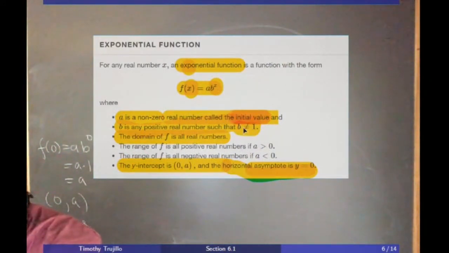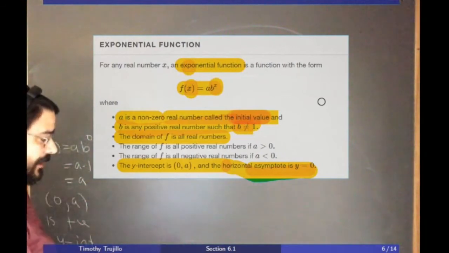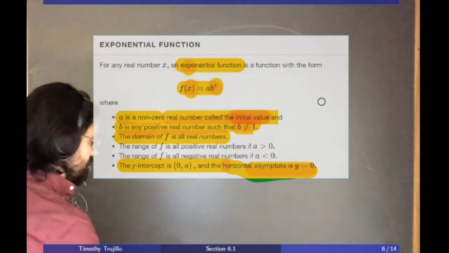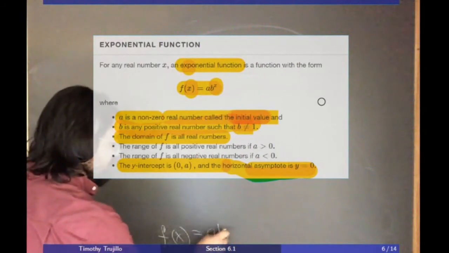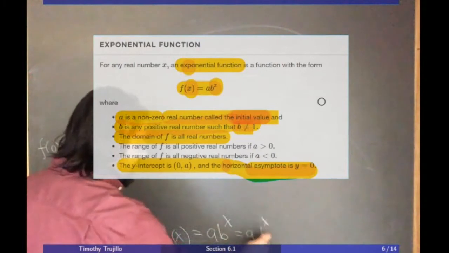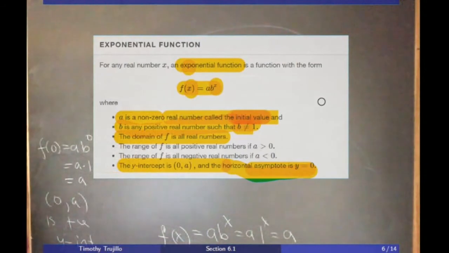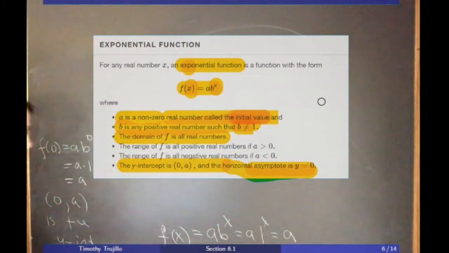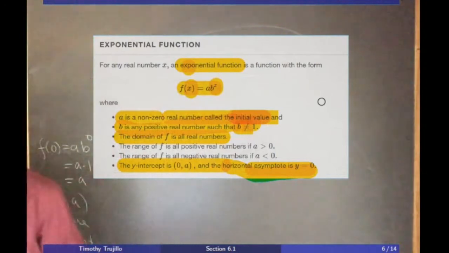Then we also have to have b not equal to 1. The reason we don't include the case when b is equal to 1 is because when b is 1, we just get a horizontal line, which is not really considered an exponential function. Instead, it's just considered a line. The function looks like this: f of x equals a times b to the x, or a times 1 to the x. And 1 to any power is just 1, so this is just going to be a. The output of this function will always be a, so it'll just be a horizontal line. So when b is equal to 1, we don't include that as an exponential function.